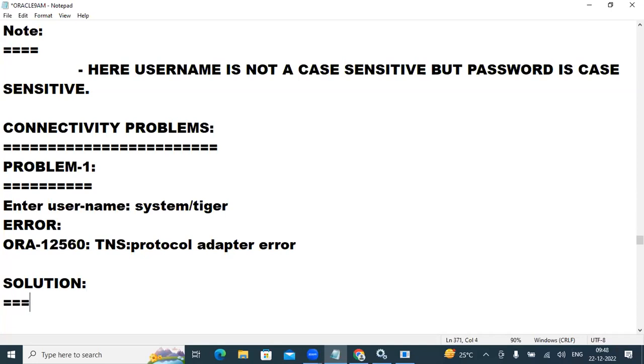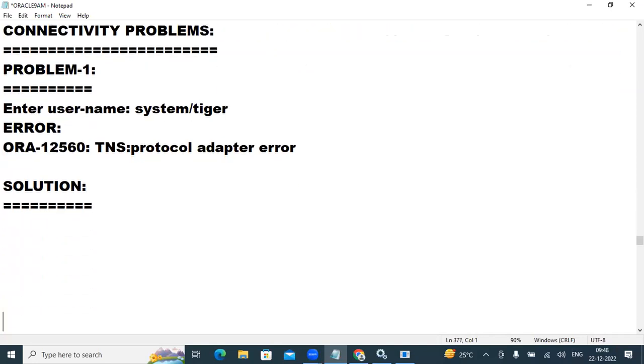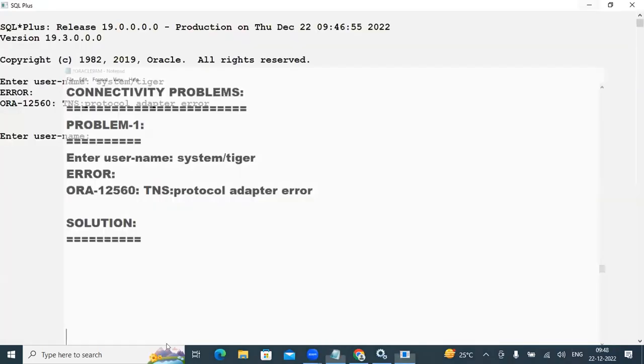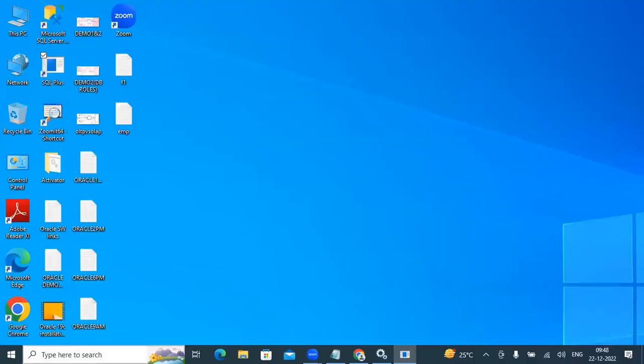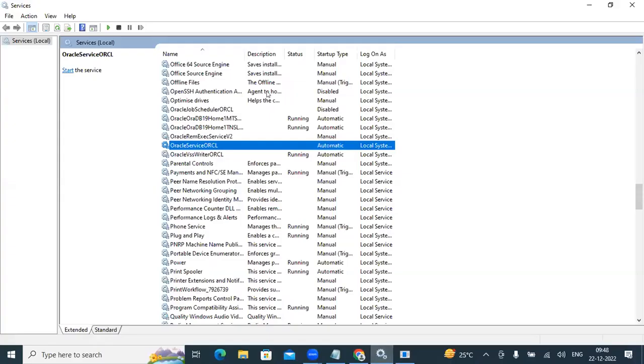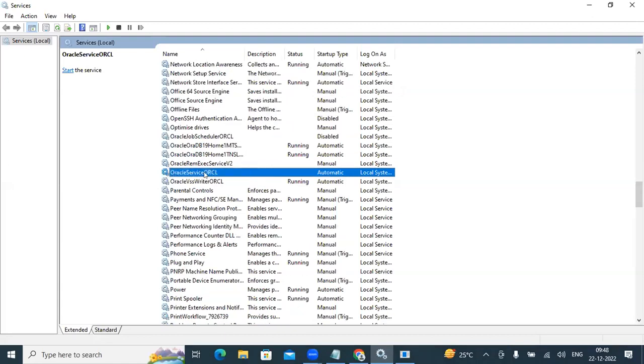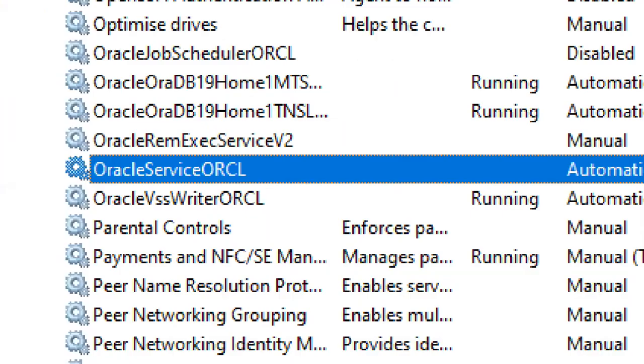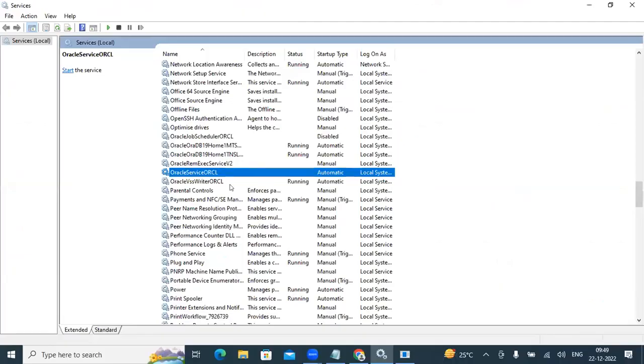Write the solution below also, as usual. Observe the solution. Go to your Services and enter Services. Services will open, and come to your Oracle service ORCL. In this ORCL, first you have to check whether ORCL is running or not. If it is in stopped or disabled mode, then immediately you have to activate it. How to activate? Very simple.